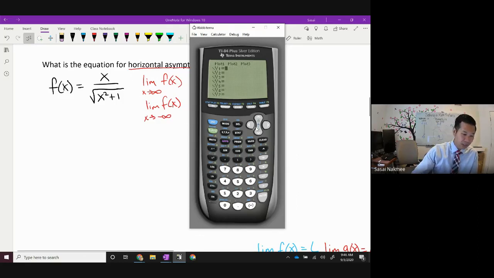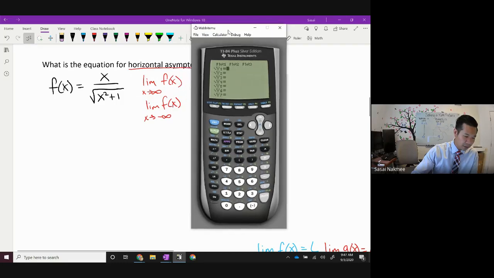Have you guys gotten pretty good at using your TI calculator yet? Again, if you have an Android, download WabbitEmu. If you have an iPhone, I don't know, I was drawing a blank on that name.